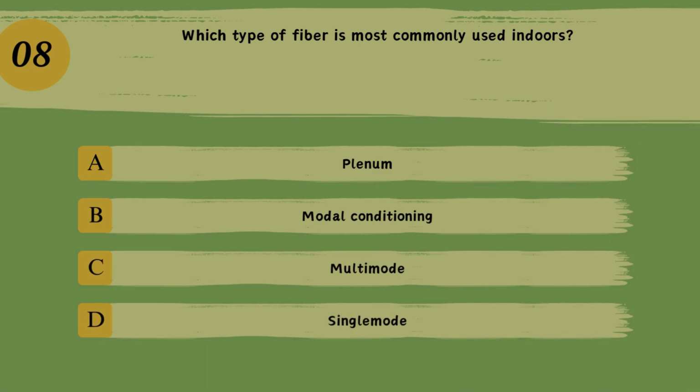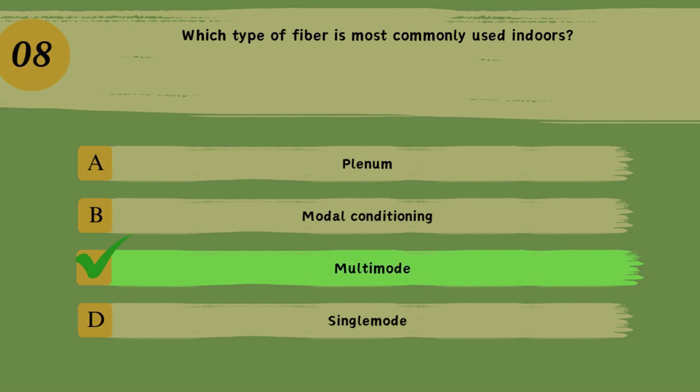Question 8. Which type of fiber is most commonly used indoors? A. Plenum, B. Modal conditioning, C. Multimode, D. Single mode.